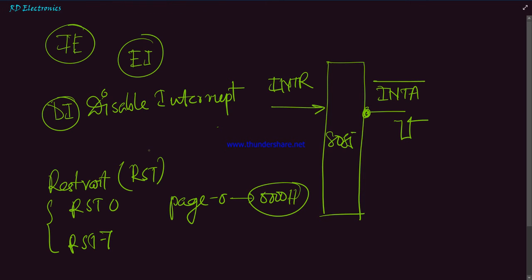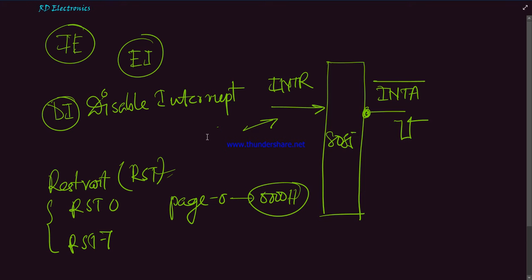So how does the interrupt process start? When the INTR pin goes high, the interrupt acknowledgement signal goes to 0, and using this interrupt acknowledgement signal we can activate generally 8 different restart instructions.